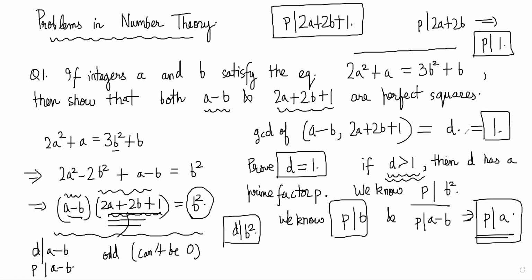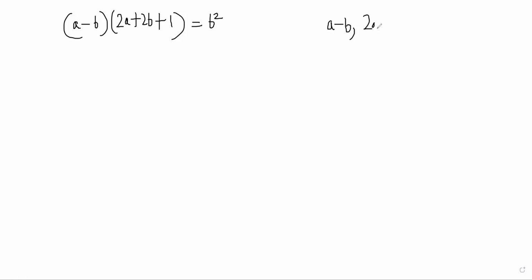Because the GCD is always positive, if it cannot be greater than 1, it must be 1. That means A minus B and 2A plus 2B plus 1 are co-prime, right? So what we have concluded so far is that (A minus B) times (2A plus 2B plus 1) is equal to B square. And we have just now found that the GCD of A minus B and 2A plus 2B plus 1 is 1. So these two numbers are co-prime.